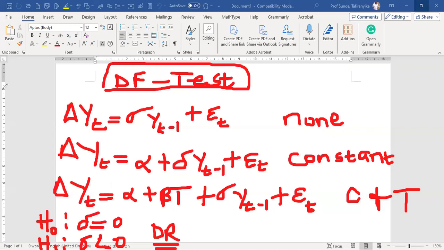We also wrote this hypothesis in words where we said H0 simply means that the variable has a unit root, or we are saying the variable is non-stationary. That's the null hypothesis. Then the alternative hypothesis is the variable does not have a unit root or the variable is stationary. So those are other ways in which you can represent these hypotheses. So if there are no questions, I move on.